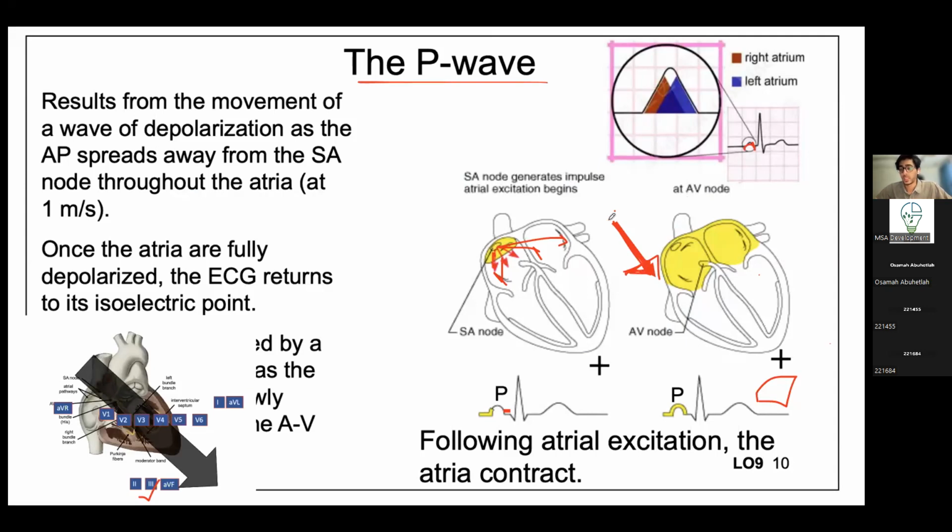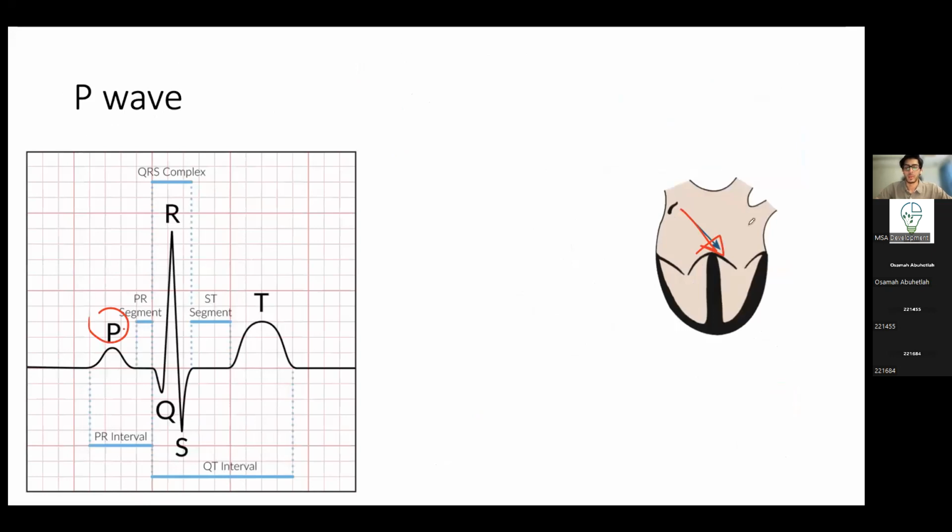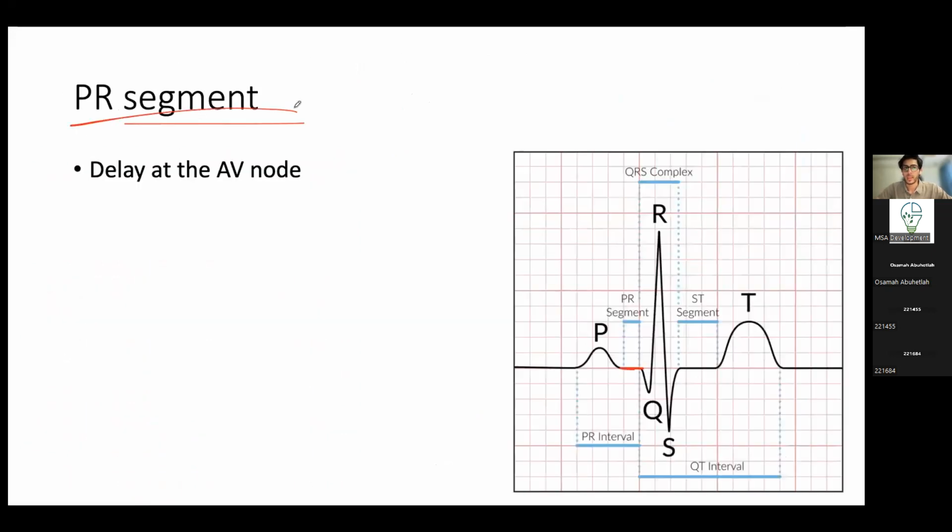But we know that the wave of depolarization of the atria is spreading in this direction. And if I look from the perspective of lead 2, I find that it's coming towards me. If a wave of depolarization is coming towards me, I'm going to go up on the ECG. So the P wave is a positive deflection. So that's a P wave. The PR segment.